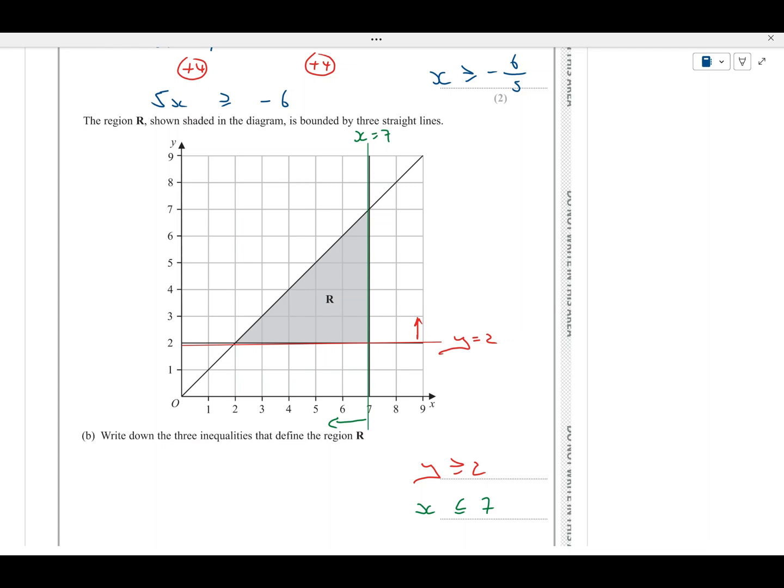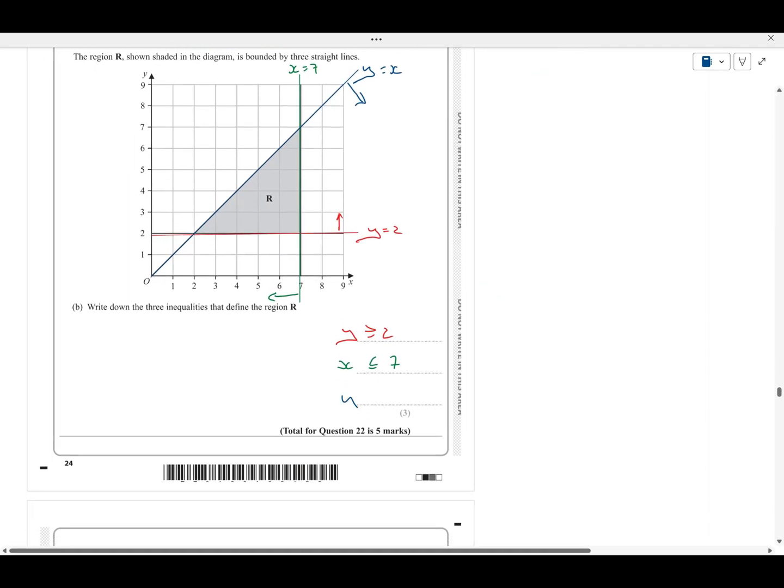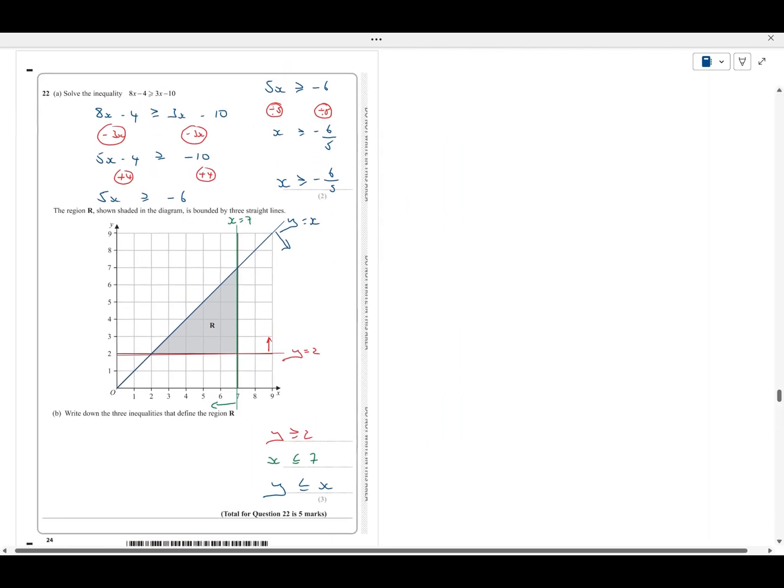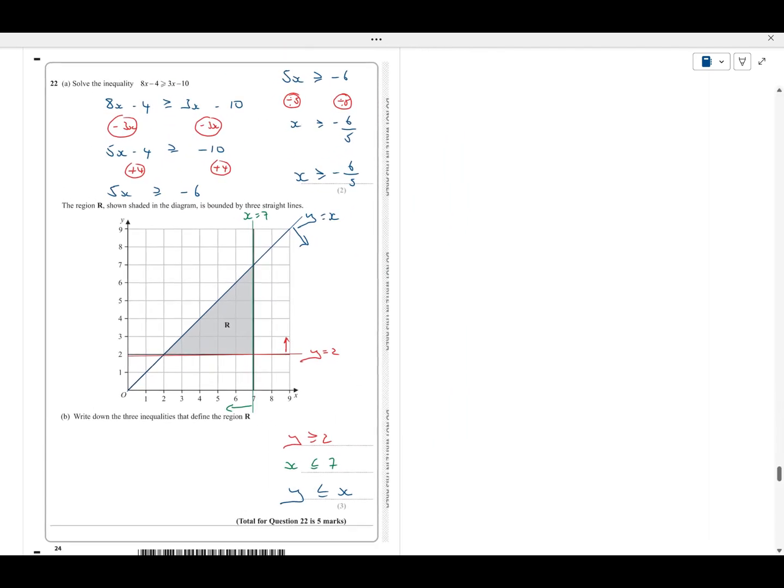And finally, let's look at this line. Now, what's the equation of that line? It's the line that goes through 9, 9, 8, 8, 7, 7. It's the line y equals x. We want to go beneath it, so we're going to say y is less than. Try again. y is less than or equal to x. And there is question 22.